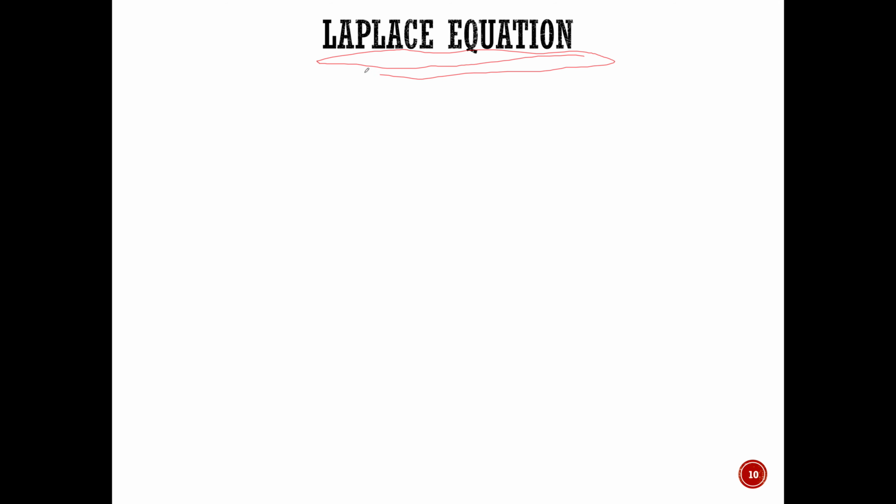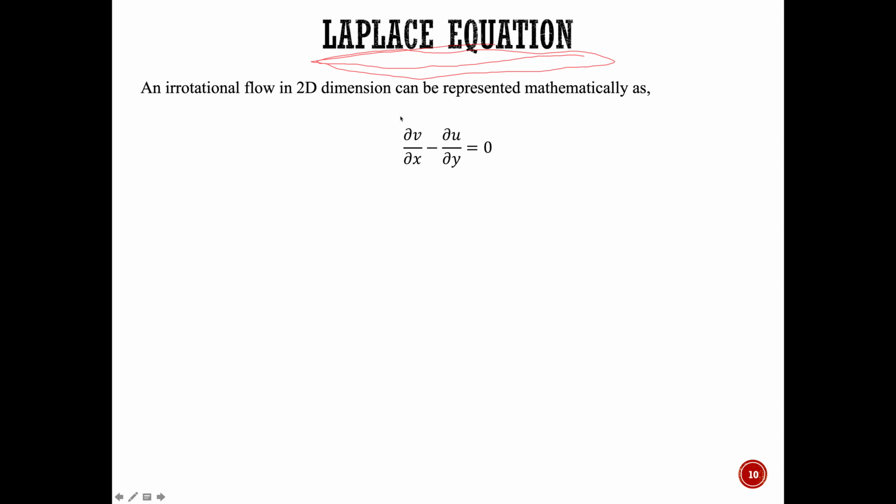An irrotational flow in 2 dimensions can be represented as ∂v/∂x minus ∂u/∂y equals 0. This is basically, again, vorticity. That's irrotational flow. From the stream function, we know that u equals ∂ψ/∂y, v equals minus ∂ψ/∂x. So go ahead and plug that in.